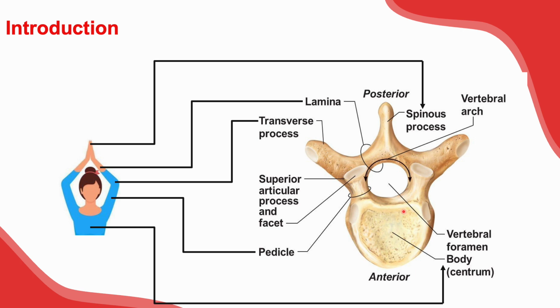So again, we have the body, then we have the two pedicles, and then laterally from the two pedicles we have transverse processes, and then they meet medially to form the spinous process, and the bridge between the transverse process and the spinous process is called the lamina. And this right here is the vertebral foramen in which the spinal cord is found.